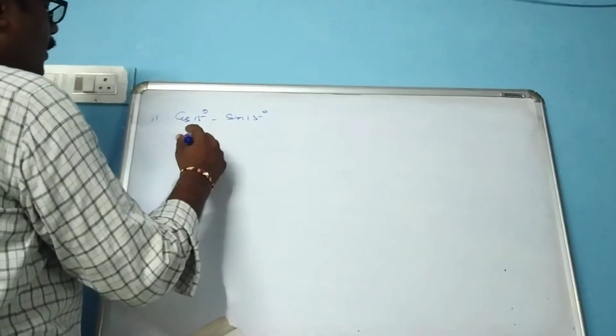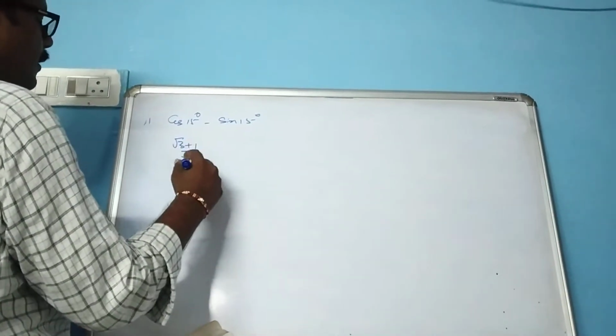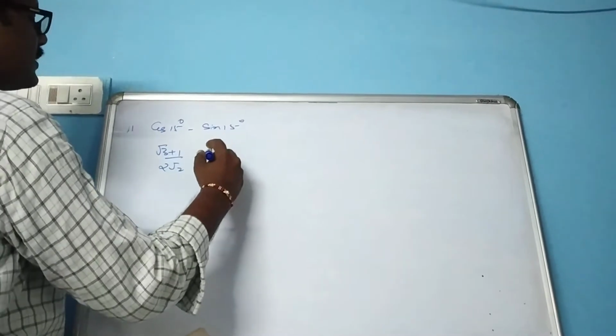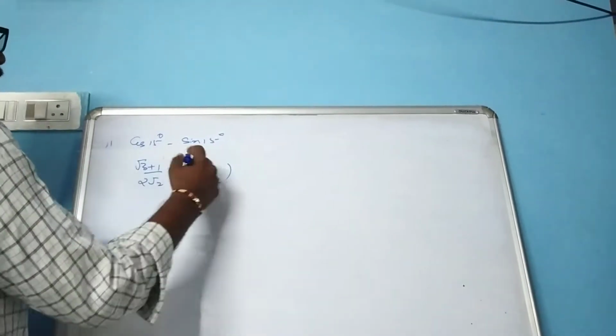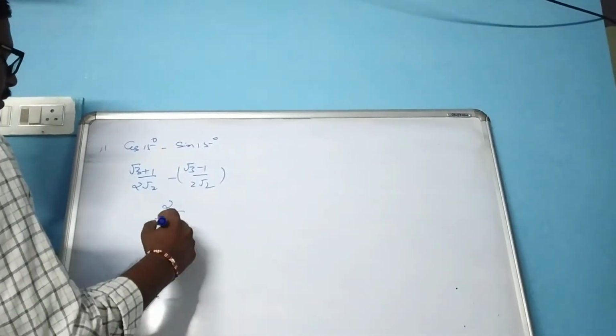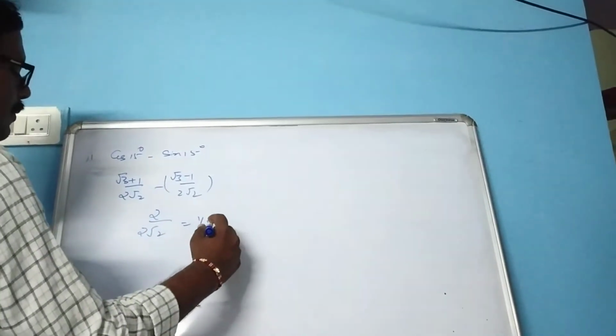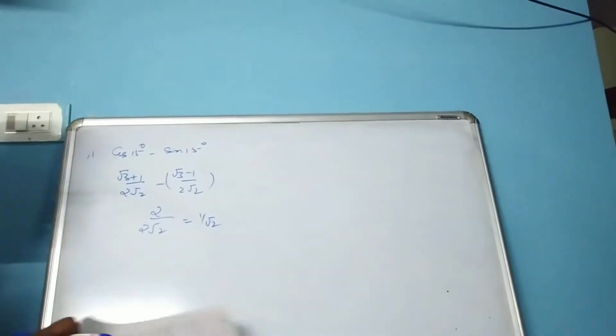This is (root 3 plus 1) by 2 root 2. This is sin 15, (root 3 minus 1) by 2 root 2. This root 3 will get cancelled. This is 2 by root 2. This is 1 by root 2. Its value is 1 by root 2.